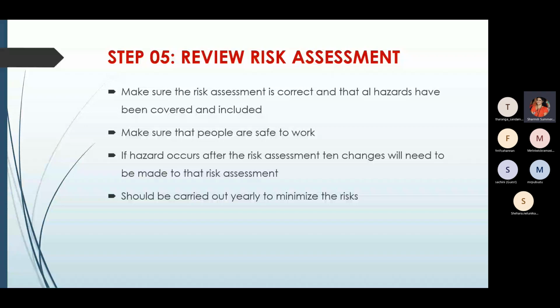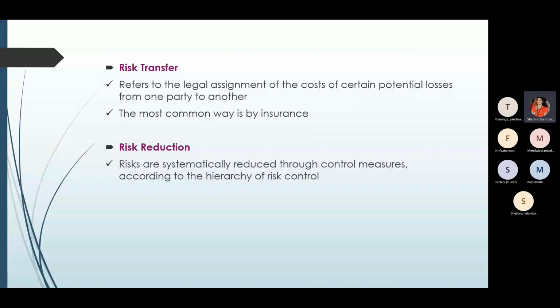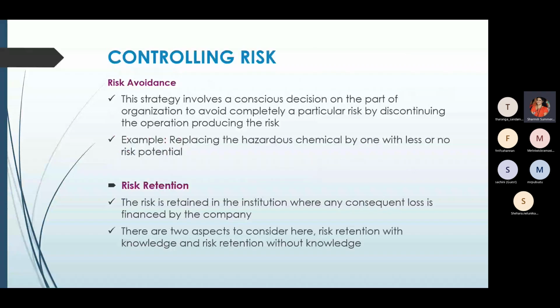Now we'll see how we can control the risk. So under risk controlling, there are 4 parts: avoiding the risk, retaining the risk, transferring the risk, and reducing the risk. So we'll see each and every one. So first, risk avoidance, avoiding the risk.